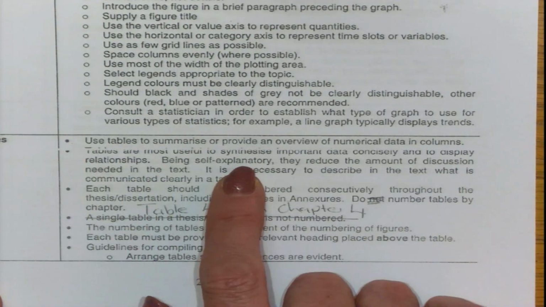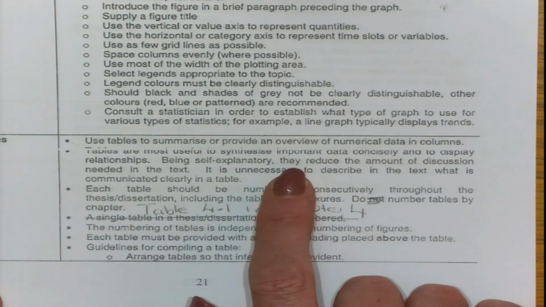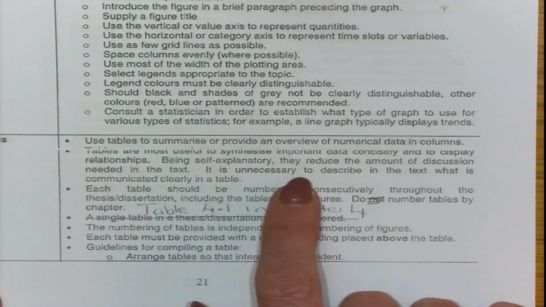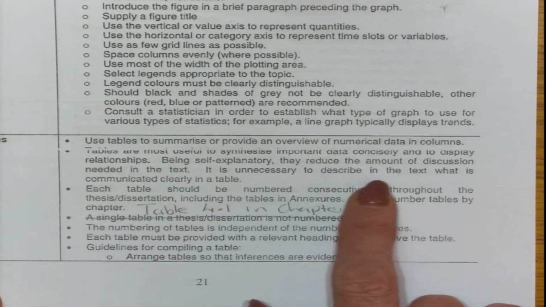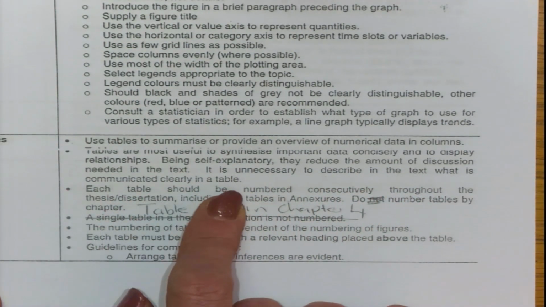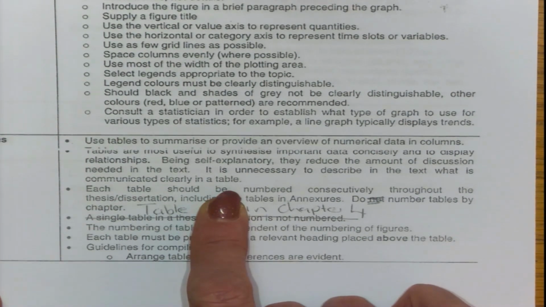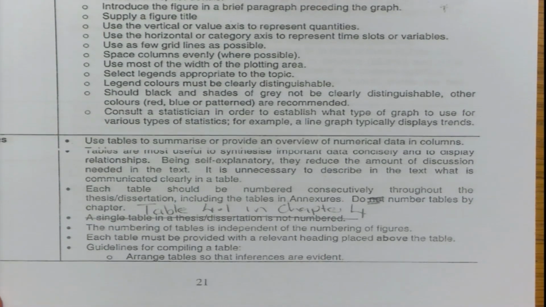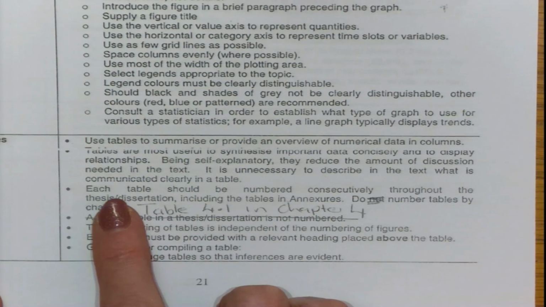Tables should be self-explanatory. They reduce the amount of discussion needed in the text. It is unnecessary to describe in the text what is communicated clearly in the table. You don't repeat the whole table in your text. You must summarize and tell what the table means, okay? Not merely repeating what it's saying.